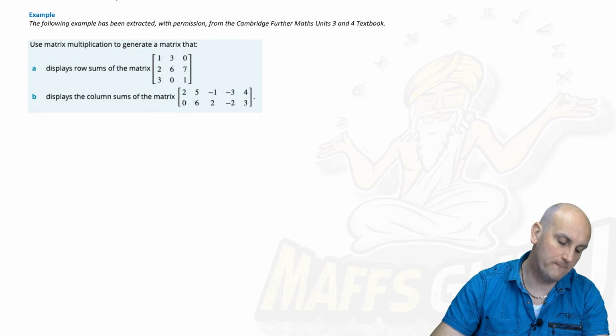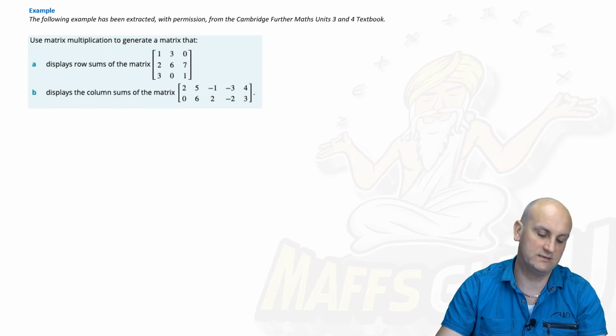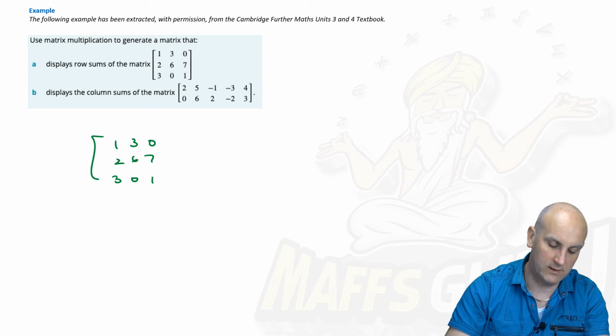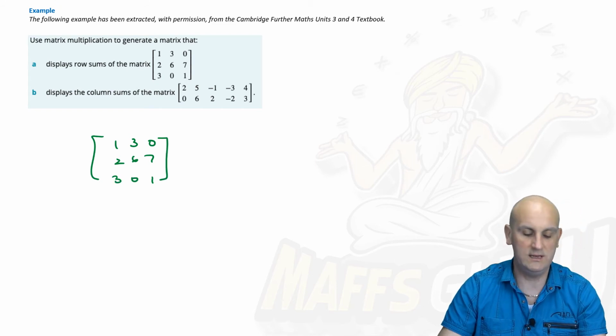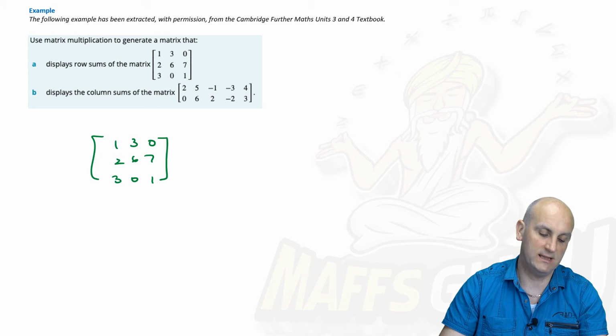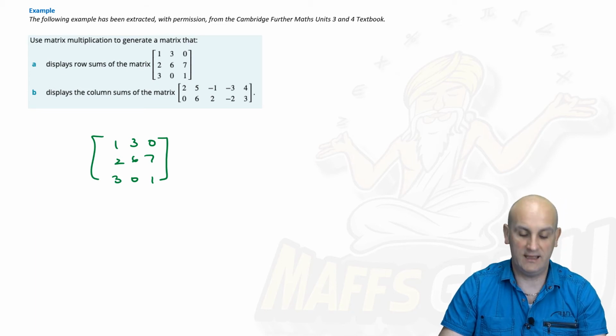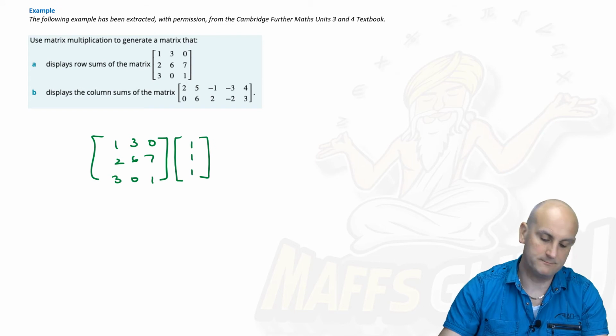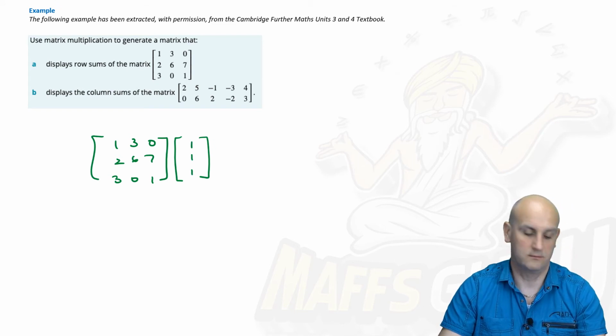So use matrix multiplication to generate a matrix that displays the row sums of the matrix, that one. So we have the matrix 1, 3, 0, 2, 6, 7, and 3, 0, and 1. Put my square bracket in there. So what we need to do is display the row sums. Now basically what we do there is we multiply that by the column matrix 1, 1, 1. Why? Well, because watch what's going to happen now.